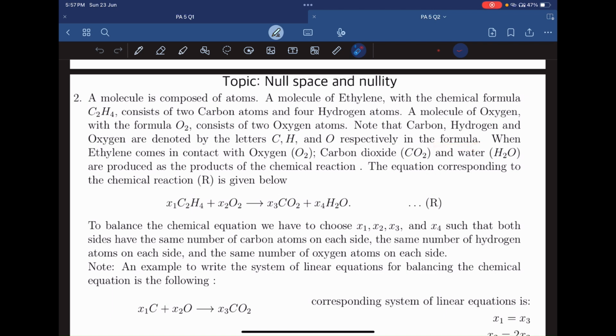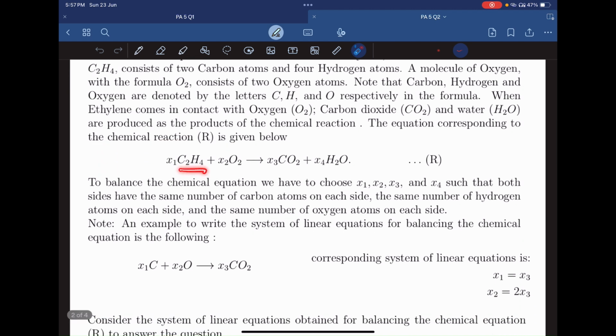in the formula. When ethylene comes in contact with oxygen O2, carbon dioxide CO2 and water H2O are produced as the products of the chemical reaction. The equation corresponding to the chemical reaction R is given below. C2H4 plus O2 equals CO2 plus H2O.